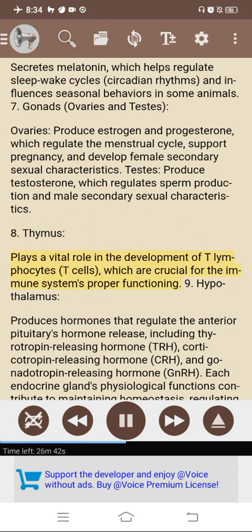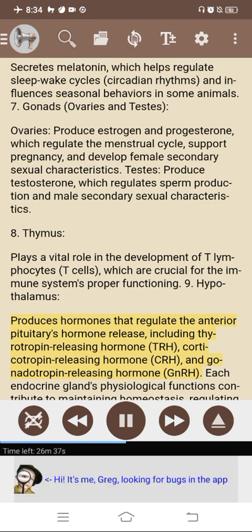8. Thymus plays a vital role in the development of T lymphocytes, T cells, which are crucial for the immune system's proper functioning. 9. Hypothalamus produces hormones that regulate the anterior pituitary's hormone release, including thyrotropin-releasing hormone (TRH), corticotropin-releasing hormone (CRH), and gonadotropin-releasing hormone (GnRH).